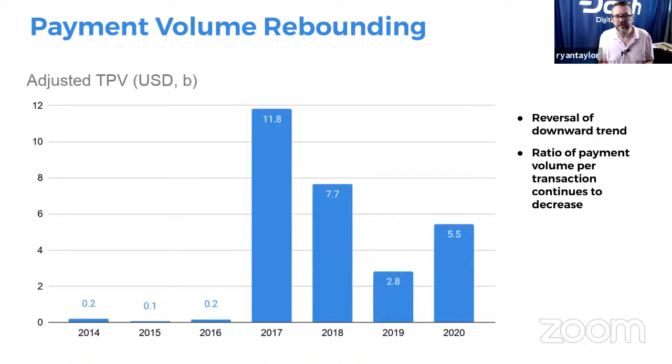And so we did rebound up to about 5.5 billion in adjusted TPV. Again, the adjusted number attempts to strip out a lot of portions of the transaction that are change and other metrics, but adjusted TPV was quite strong during 2020.